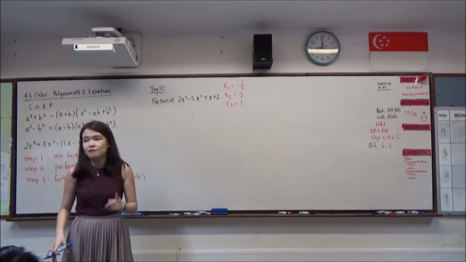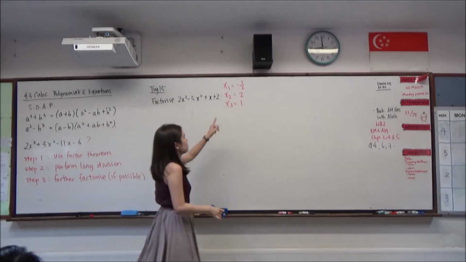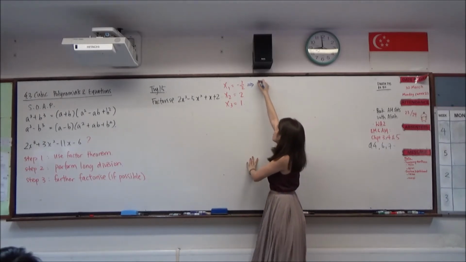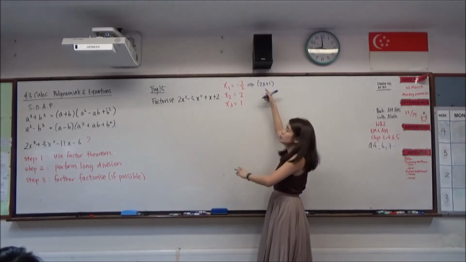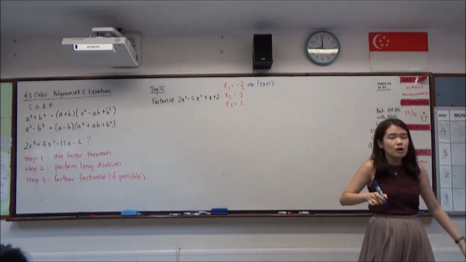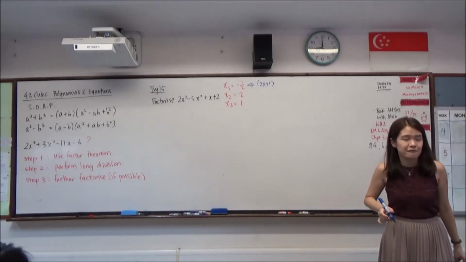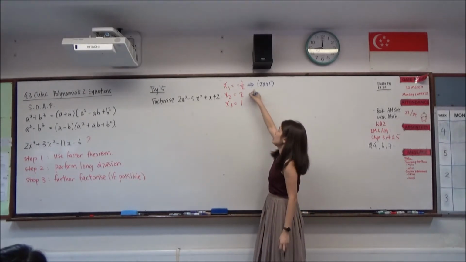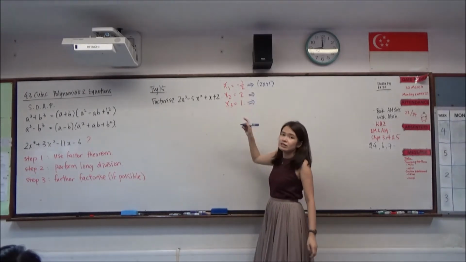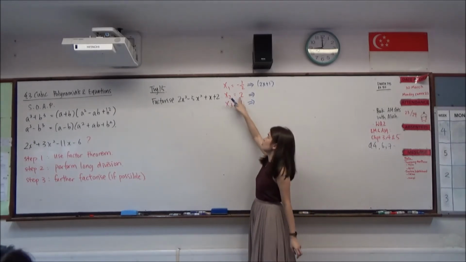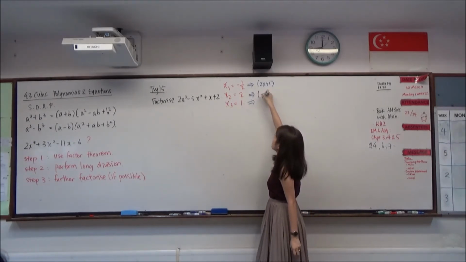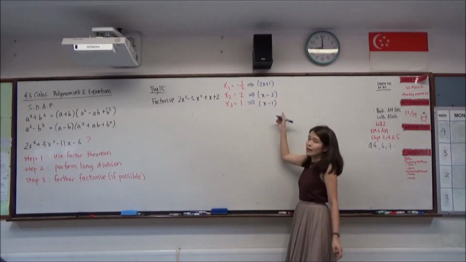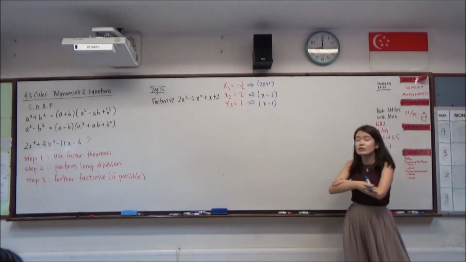Usually I will avoid the fractions, because the fraction itself will tell me that the factor will have to be 2x plus 1. Because when 2x plus 1 is equals to 0, x is then equals to -half. Alright, so fractions tend to be slightly trickier. So I will prefer to choose those that are integers, because when the solution is 2, it will tell me that the factor will have to be x minus 2, and this one will have to be x minus 1.